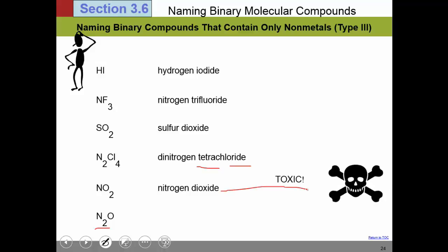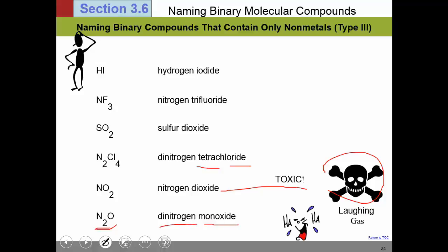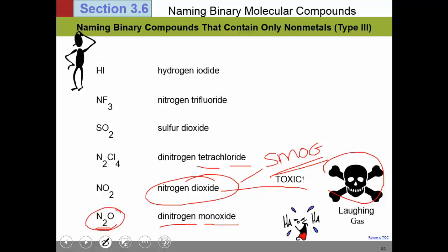And nitrogen dioxide is toxic here. But dinitrogen monoxide, saying there's one of it, is actually laughing gas. And so it is not toxic. But nitrogen dioxide is usually found in smog. And when it gets to large levels, it can become toxic. Whereas N2O, which is a little different, is what they may give you at the dentist's office to make you mellow out or laugh so that you're not so stressed when you get your teeth worked on.